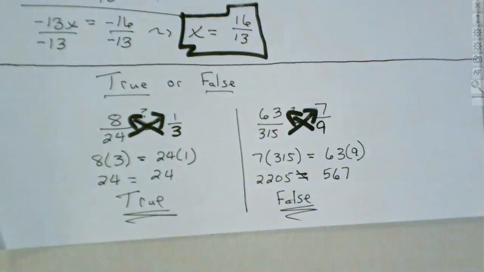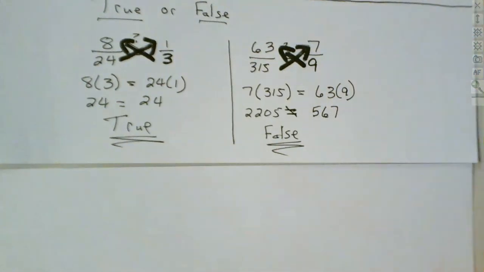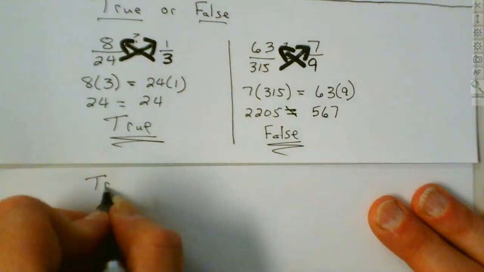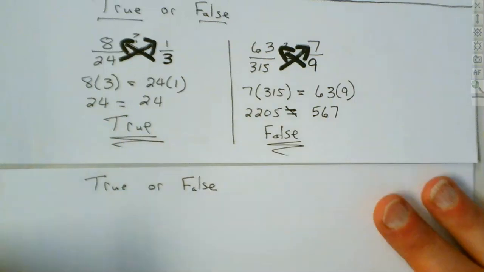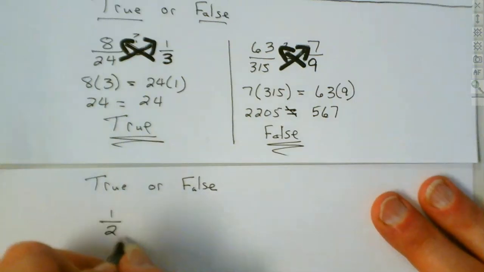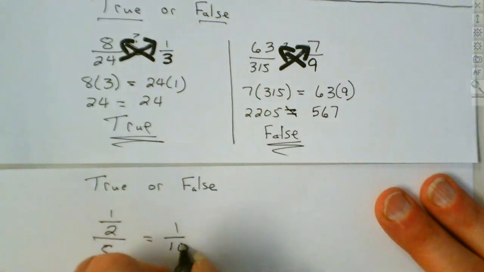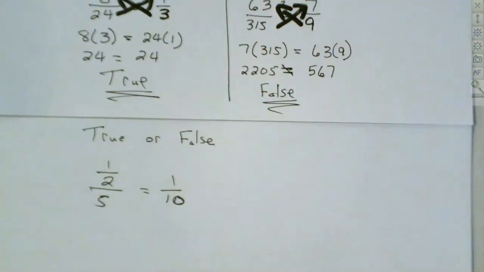Now you can even have a fraction over another fraction. You can tell if this is going to be true or false as well. Same concept here. Again, true or false. We've got 1/2 over 5 equals 1 over 10. Are these the same? Are these going to be equivalent? How would I tell?